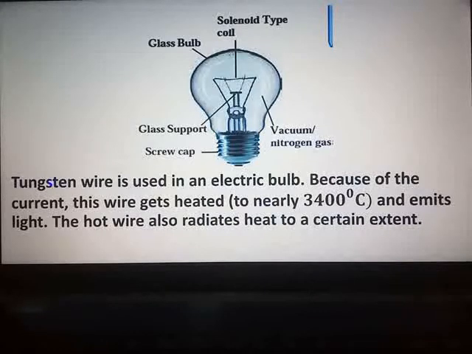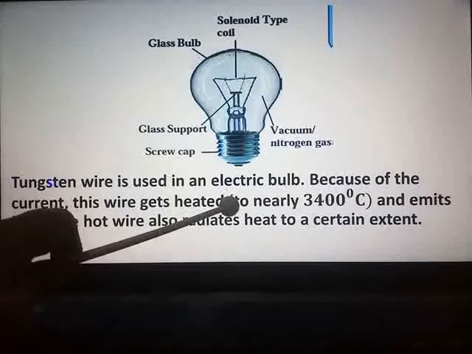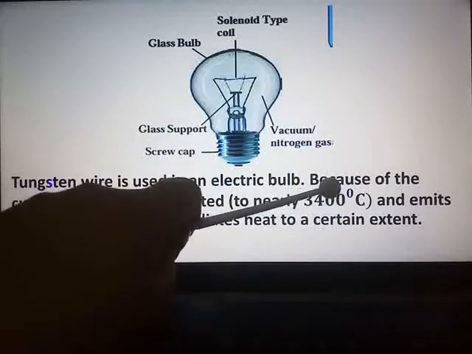Now this filament is made up of a metal with a high melting point, such as tungsten. Why is tungsten used here as a metal for making the filament? Because it has a melting point of about 3380 degrees Celsius. It is the melting point of tungsten, and because of the current, the wire gets heated to nearly about 3400 degrees Celsius.